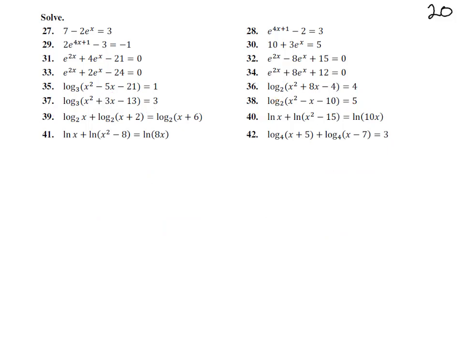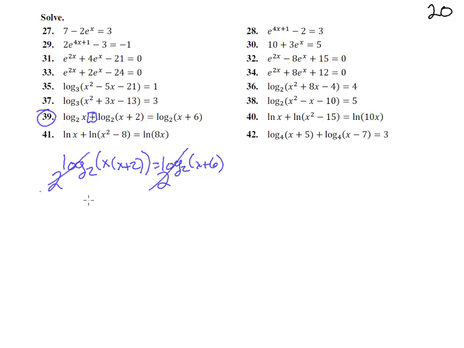Great. Now we get to some interesting ones. Number 39. Notice we can't just exponentiate by 2. That's not a distributive operation. So we have to combine these into one logarithm. So we know how to do that. This is a plus sign here. We can use that to write it as log base 2 of x times x plus 2 equals log base 2 of x plus 6. Hey, now we have it as one logarithm on each side. We can exponentiate by 2. Done. And we get x squared plus 2x on the inside here equals x plus 6 over here.